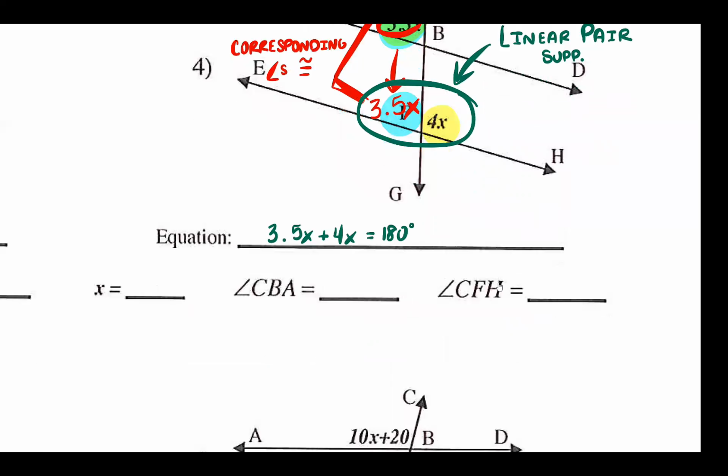Now that I've got it down there, what am I going to do? Yeah, we're going to solve it. So we have 3.5x plus 4x equals 180. What's the ultimate goal in solving linear equations? Isolate our variable. What do I need to do first? Combine like terms, make ourselves a CLT sandwich. 3.5 plus 4 is 7.5x equals 180. Is my x by itself yet? Nope. What do I need to do? Divide by 7.5.